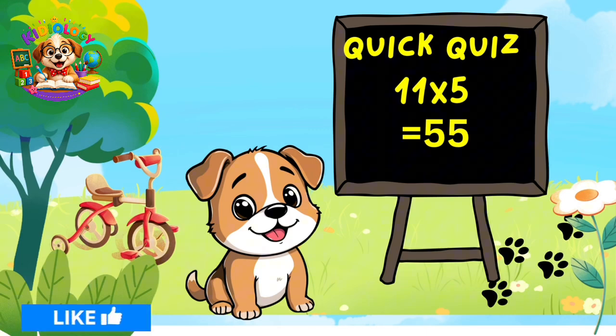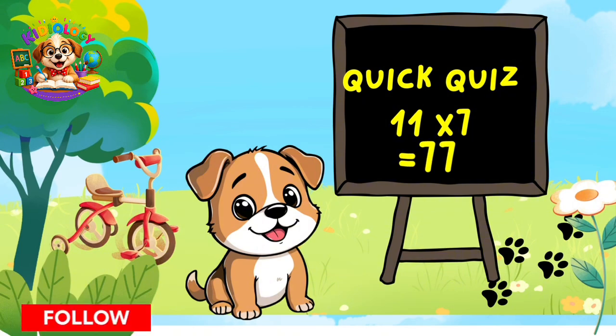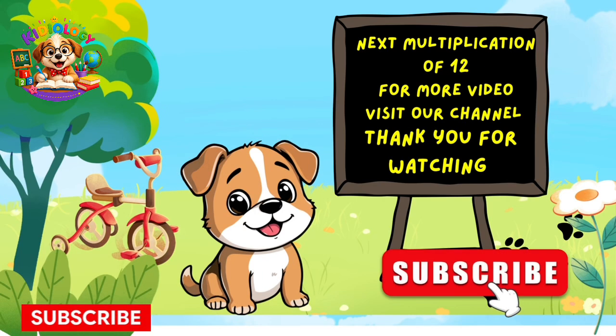It means when we have 5 groups of 11, the answer is 55. Another quiz, 11 7 are. If we have 7 groups of 11, then what will be the answer? Now multiply 7 with 1. What is the answer? 7. Then multiply 7 with 1 again. The answer is 7. We have two 7s. The answer is 77. 11 7 are 77. It means when we have 7 groups of 11, the answer is 77.